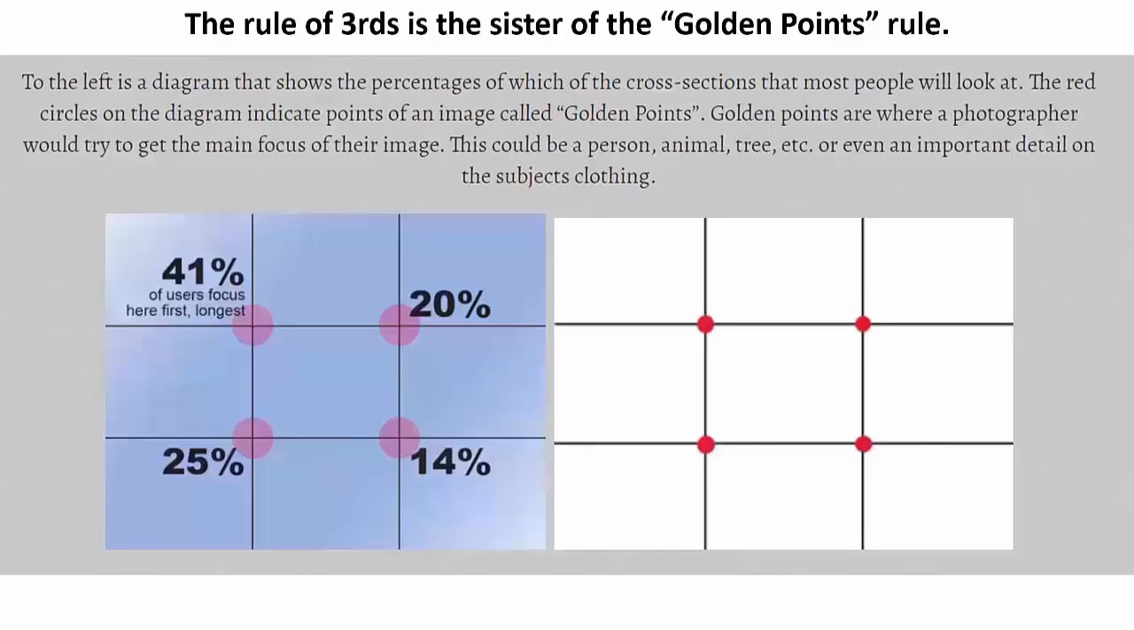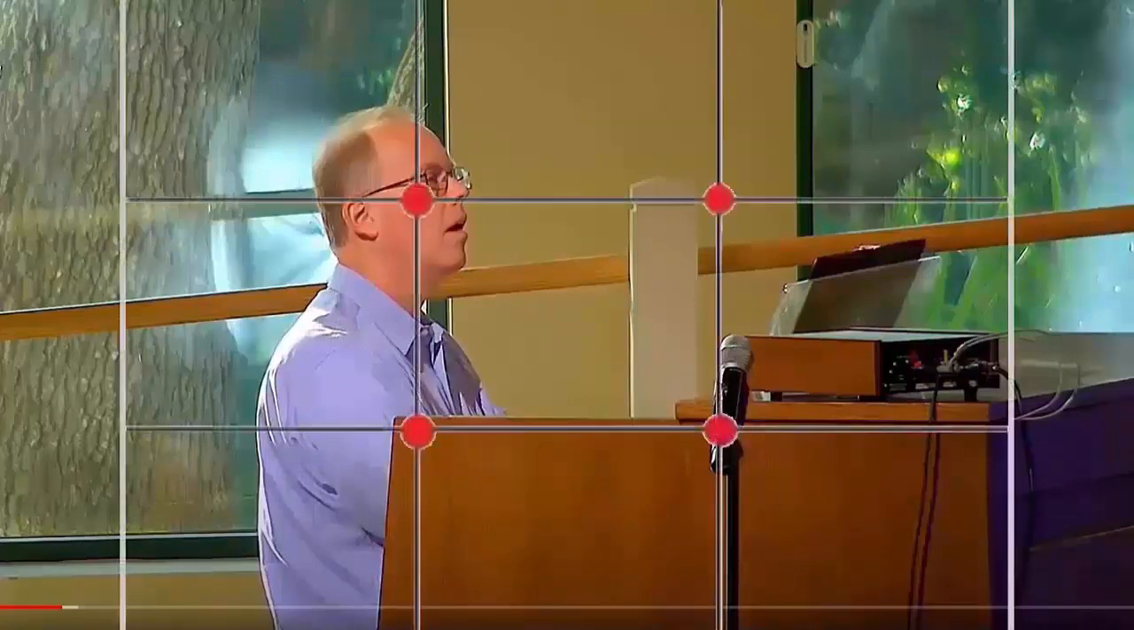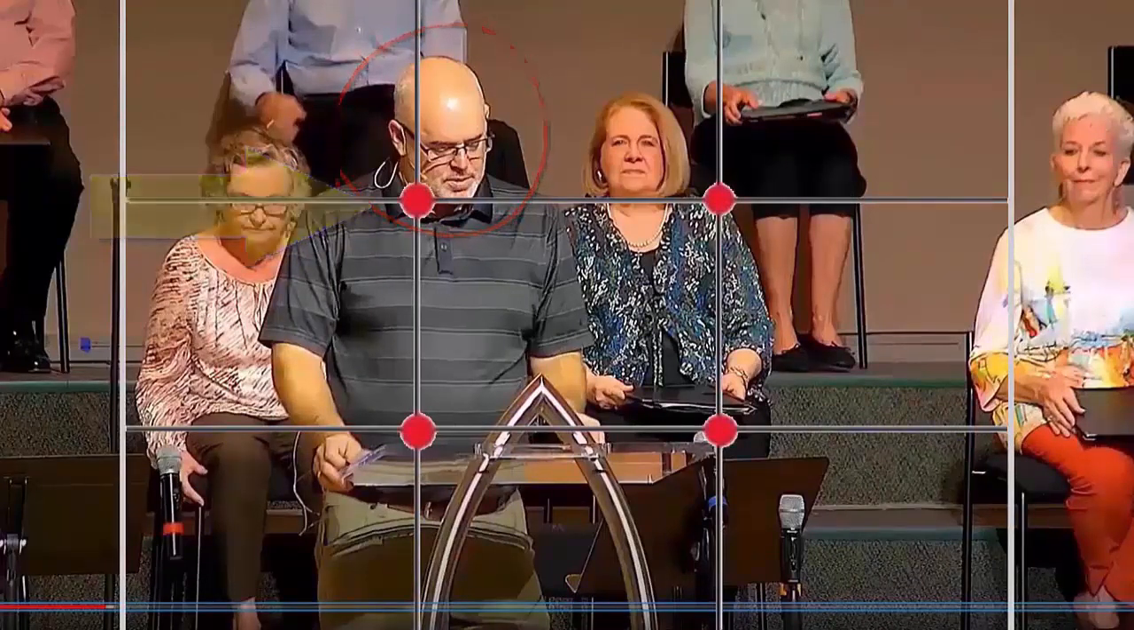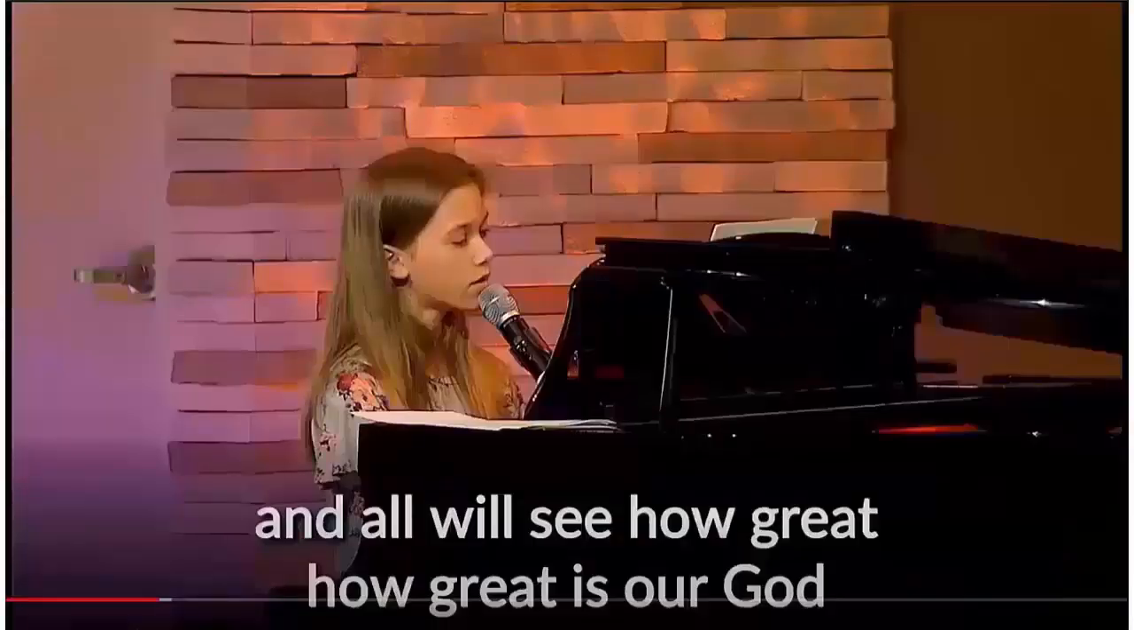Now, the application. This is our choir director. Let's see where the golden points are and if he's close. Oh, he is perfect. He's absolutely perfect where the golden points are. Here's a speaker. Let's see where the golden points line up with him. It's very, very good. He's just a little above that circle there, that golden point. I'd say he's still in that area where most people are going to be looking.